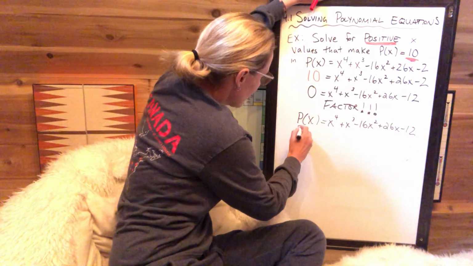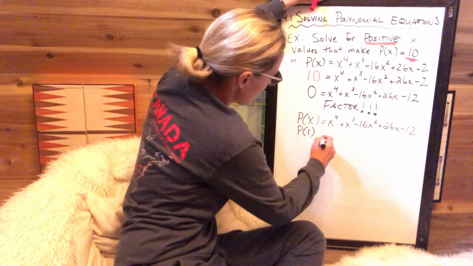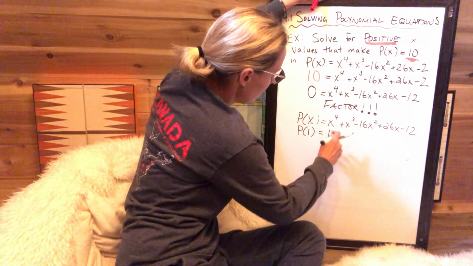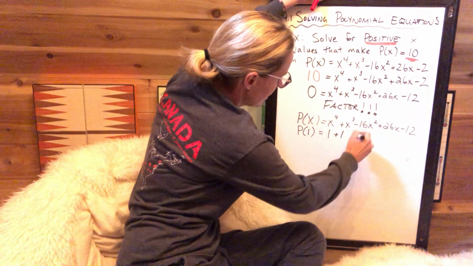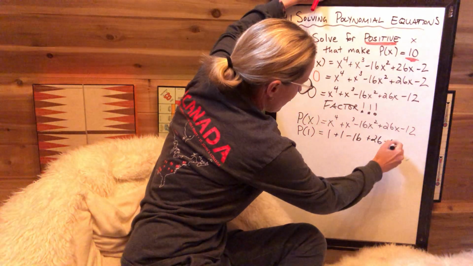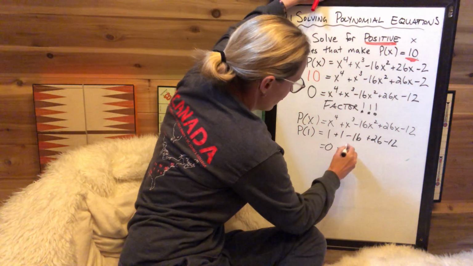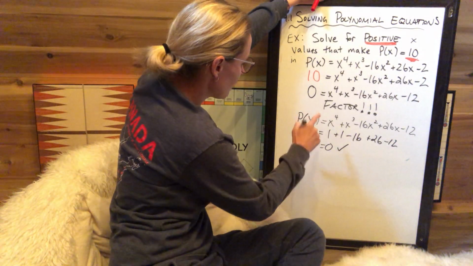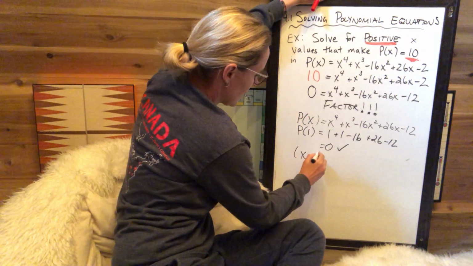Okay, so I happen to look quickly. I know that when I substitute a 1 in, 1 to the 4 is 1, 1 cubed is 1, negative 16 times 1 squared, and I know this equals 0. Okay, so I now know my first factor is x minus 1.